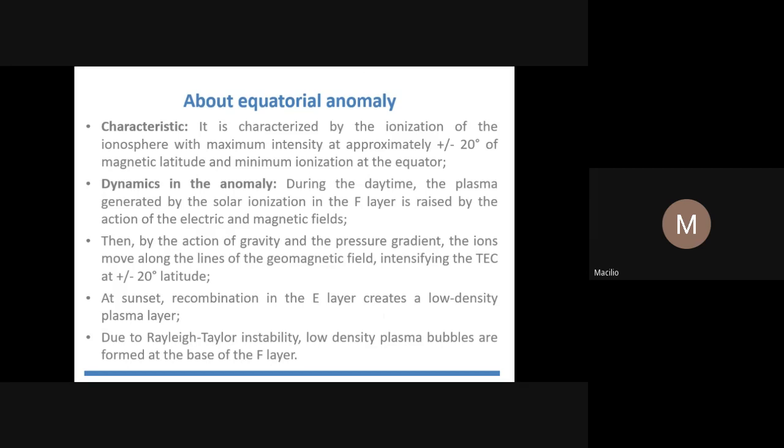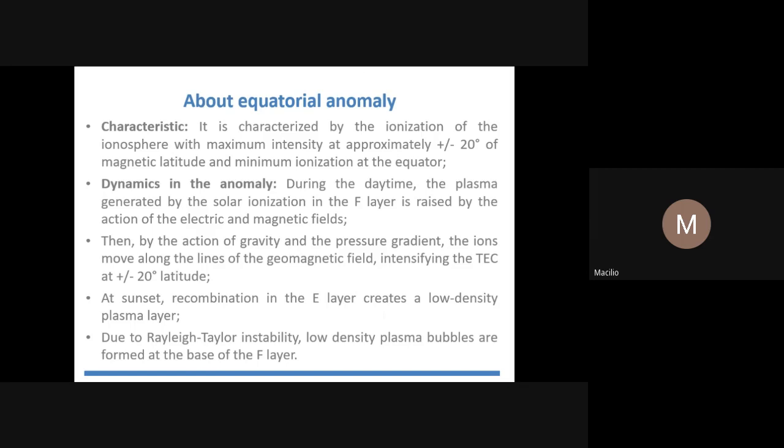Okay, the question is how this anomaly is formed. Here I try to explain how this anomaly is formed. During the daytime, the plasma generated at the equator rises due to the magnetic and electric fields that act on the plasma. Then the plasma rises. This happens during the day.